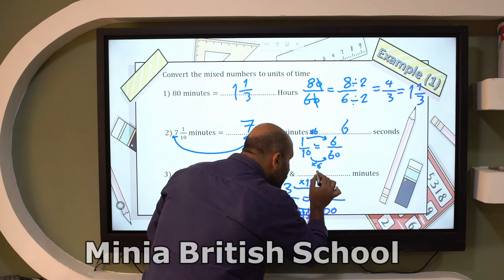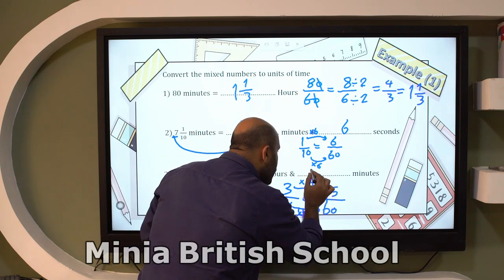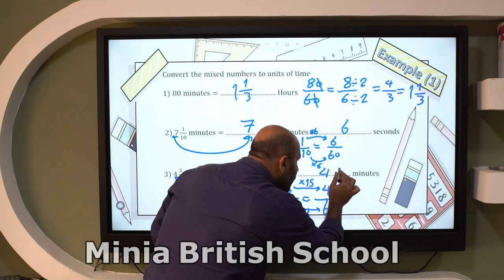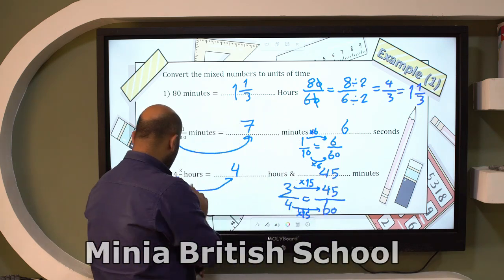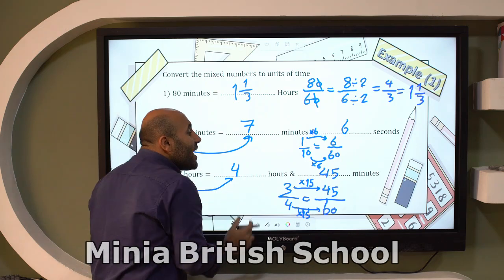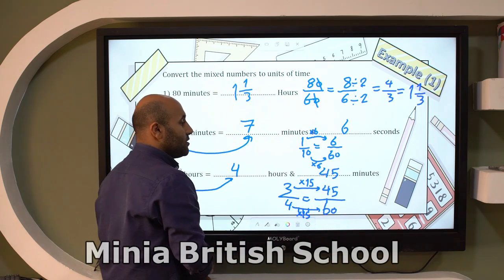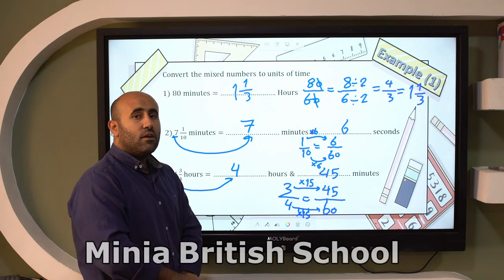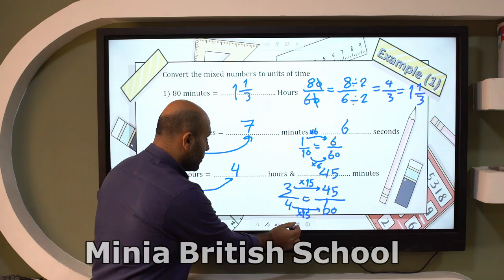So the 3/4 equals 45 minutes. So 4 and 3/4 hours means 4 hours and 45 minutes. Did you all get it? Good. Let's get to the next one.